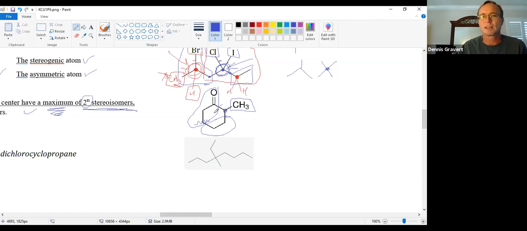And methyl is different from those 2 things. Wait, that's only 3 groups. Oh yeah, this is a skeletal drawing, so there's also the unwritten hydrogen, which is different from the other 3. And yay, that's my chirality center.